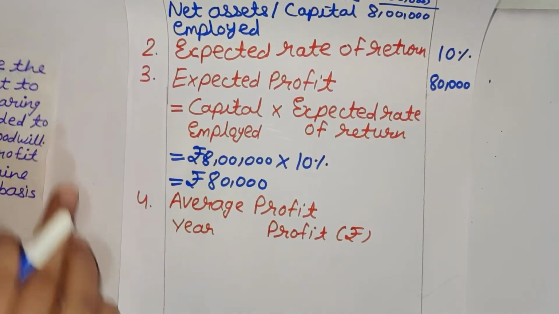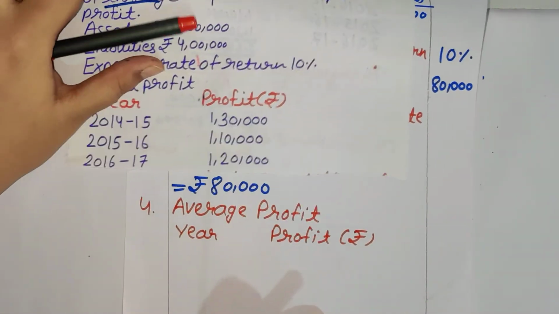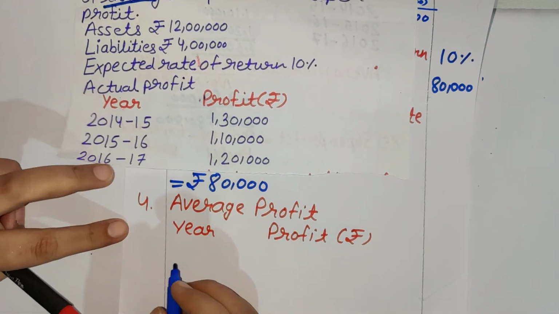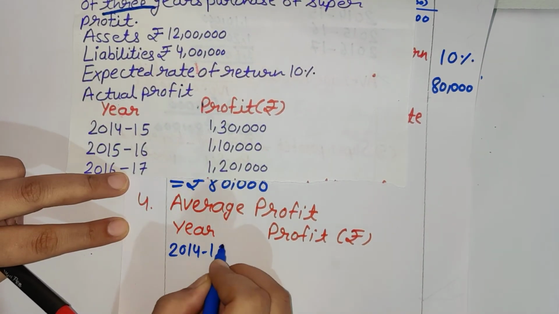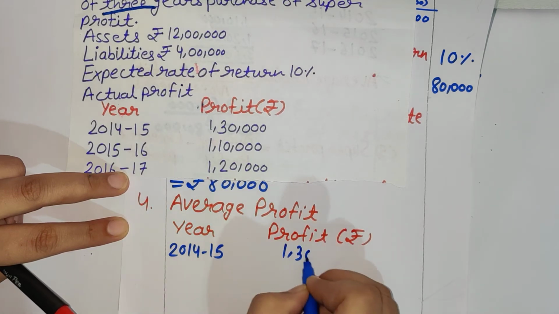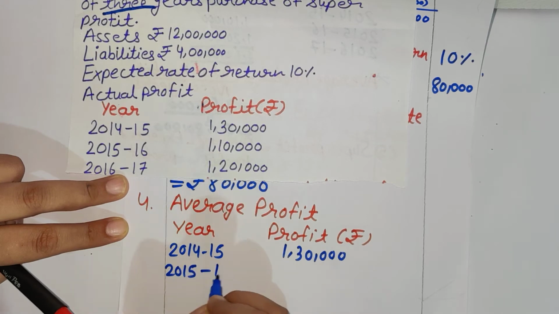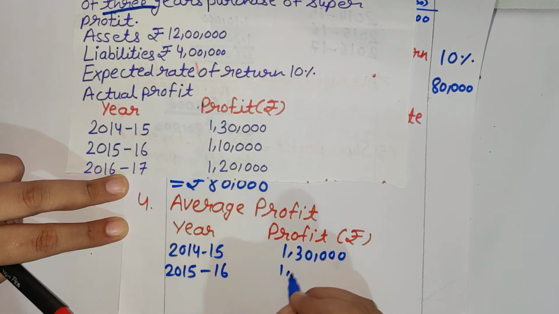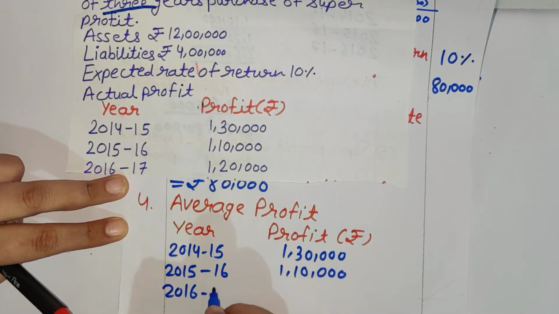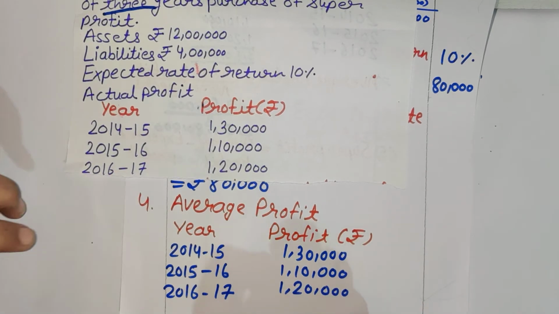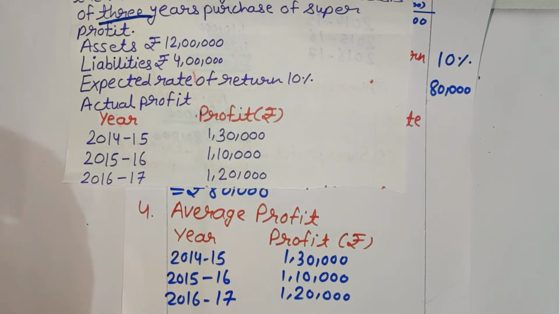So now here in the sum they have given us different years. 2014, 15 they have given profit 1,30,000. In 2015 and 16 they have given the profit 1,10,000. In 2016 and 17 they have given the profit 1,20,000. So now you have to see which method we can apply here.